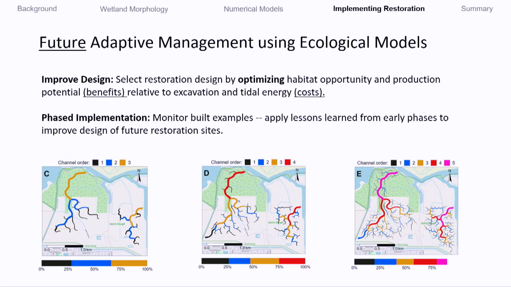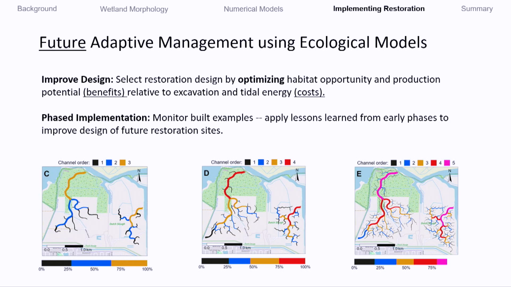Let's look at these 3 figures on the bottom. So the one on the right is actually what Dutch Slough looks like when it was constructed. But as a thought experiment, we experimentally stripped off channels there in the 3 examples. And so you could, in the future, design several different restoration sites that sort of meet the standards as far as feasibility. And then you could sort of help select those by looking at optimizing things like habitat opportunity and production potential, those benefits, versus excavation cost and tidal energy cost.